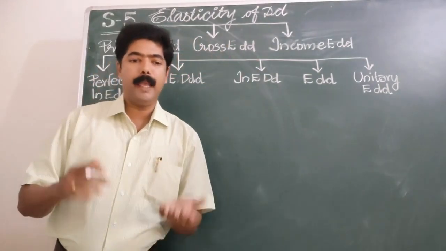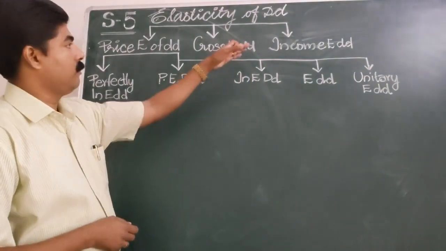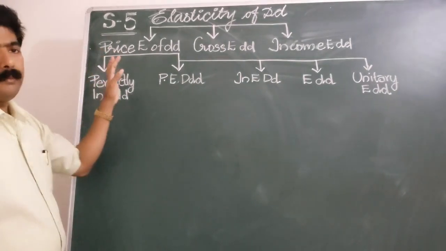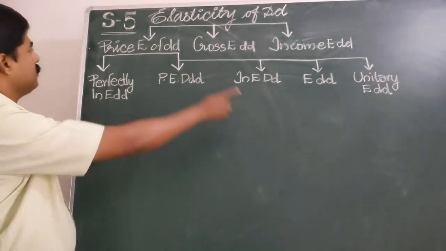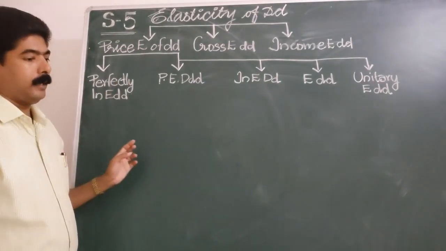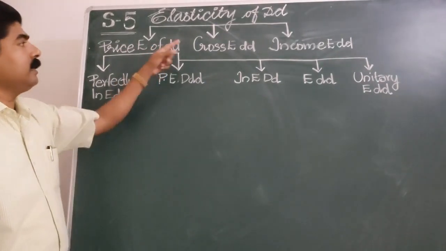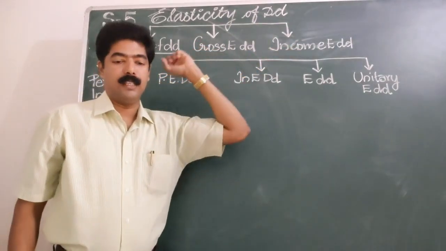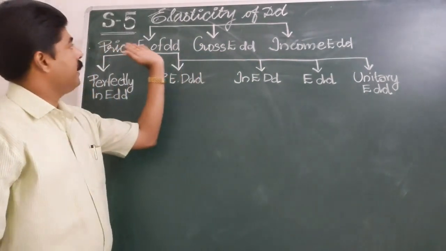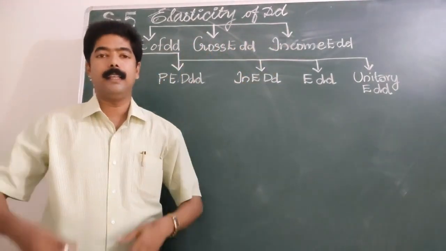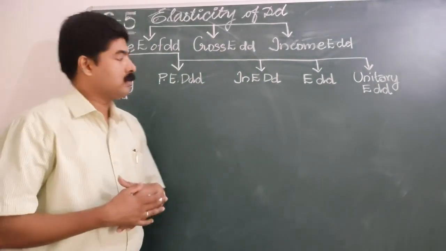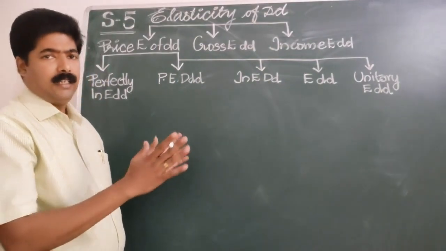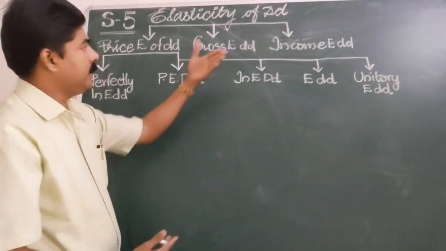There are three main types of elasticity of demand, as I have already mentioned. The first one is price elasticity of demand. The second one is cross elasticity of demand. And the third one is income elasticity of demand. These are the three main types of elasticity of demand. We will study them separately, and in order to study these various kinds of elasticity, we need to give more attention to each one of them.